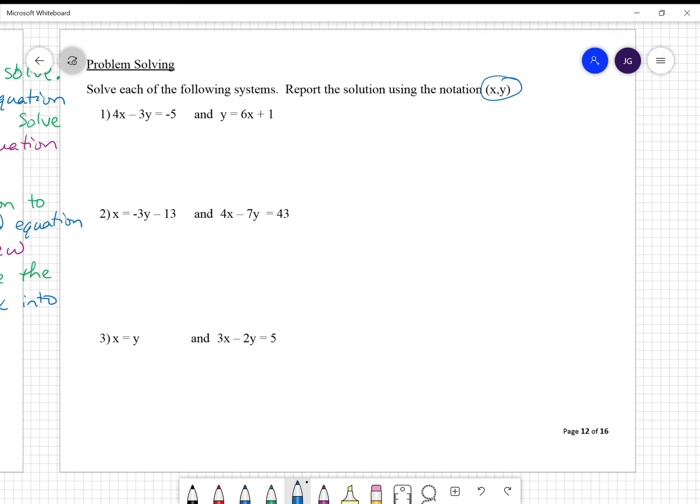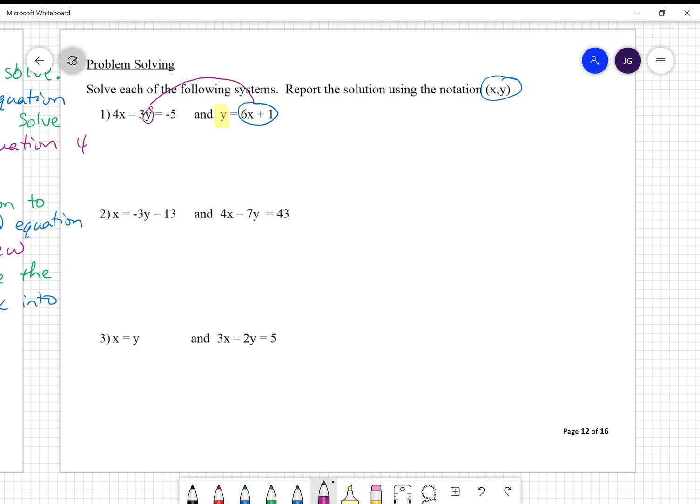Okay, so number 1: 4x minus 3y equals -5, y equals 6x plus 1. Since it didn't tell me which method, and I have an equation where I have a variable all by itself, I'm going to use substitution because it's going to be easier. So I'm going to take 6x plus 1 and substitute it for y in the other equation, because y is the same as 6x plus 1.